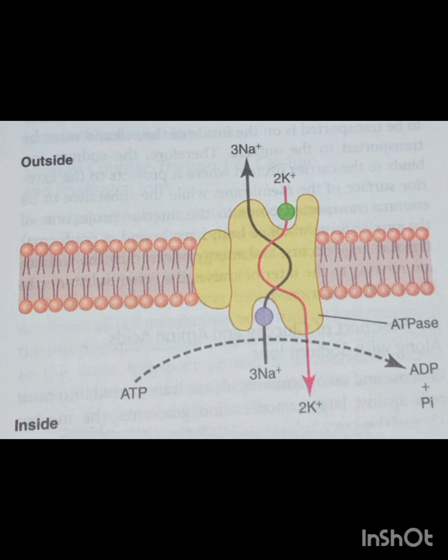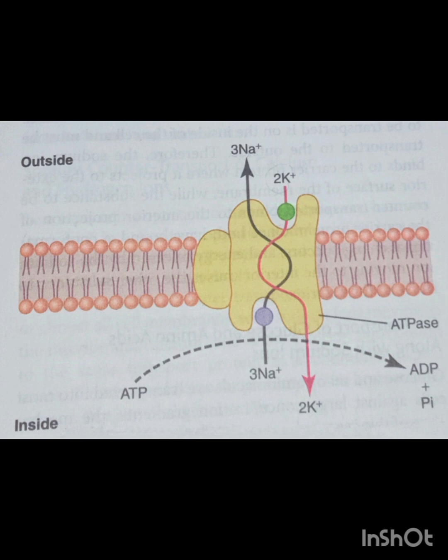And the inside portion of the protein has this ATPase activity. This pump is responsible for maintaining the concentration of sodium and potassium against the concentration gradient. We know that sodium is high in the extracellular environment, whereas potassium is more inside the cell. So when two potassium ions bind on the outside of the carrier protein and three sodium ions bind on the inside, this ATPase function of the protein becomes activated.